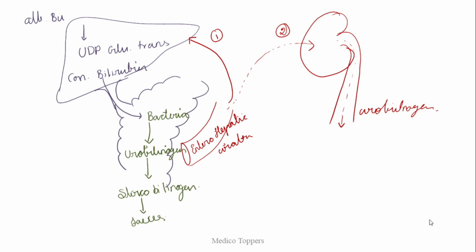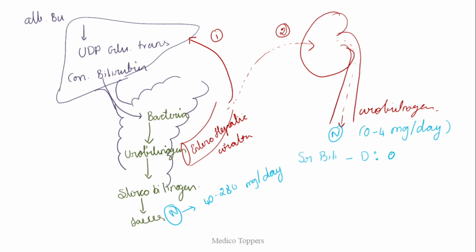The most important thing to remember here is that normally we can see stercobilinogen in feces around 40 to 80 mg in 24 hours per day. This is normal. In case of urobilinogen, we can see 0 to 4 milligram per day, which is also normal. Another thing, serum bilirubin levels: direct bilirubin, that is the conjugated one, is normally 0.1 to 0.4 milligram per dl. And indirect bilirubin, the unconjugated one, is 0.2 to 0.7 milligram per dl. These things are very normal.